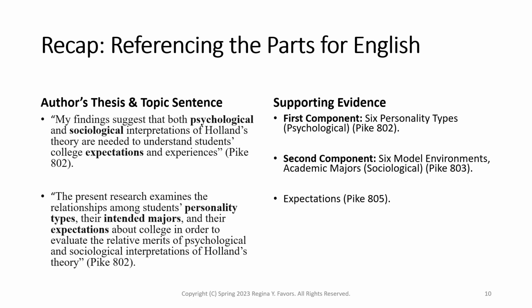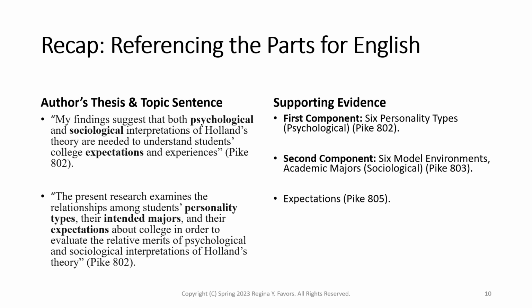So the author's thesis and topic sentence that we're calling my findings suggest that both psychological and sociological interpretations of Holland's theory are needed to understand students' college expectations and experiences. Those are the three areas that we are looking for when we are pulling evidence from the immediate source. And then the present research examines the relationships among students' personality types, which is your psychological interpretation, their intended majors, which is your sociological interpretation, and their expectations about college in order to evaluate the relative merits of psychological and sociological interpretation of Holland's theory, Pike 802.